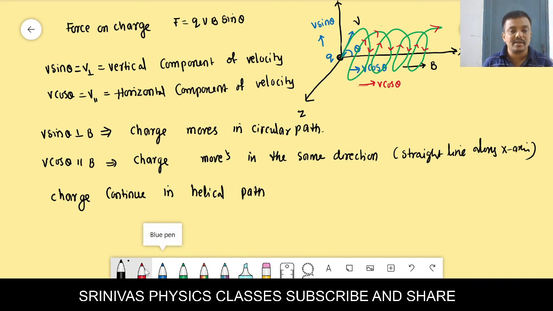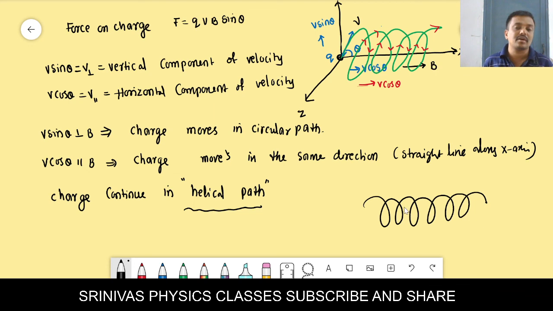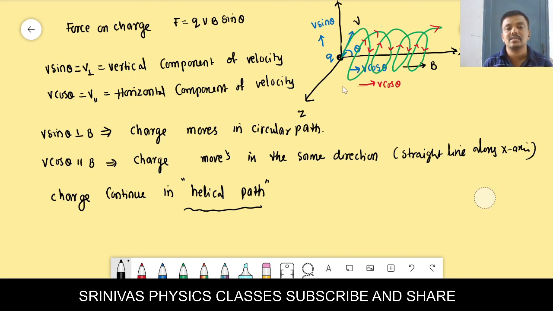This is a very important point. Which path can it follow? The charge continues in a helical path. A helical path is what? Rotating and moving forward. Why rotating? Because of V sin theta. Why moving forward? Because of V cos theta. V cos theta makes the charge go to the right side. V sin theta makes the charge rotate because V sin theta is perpendicular to the magnetic field. When velocity is perpendicular, the charge moves in a circular path according to case 2. When velocity is parallel to the magnetic field, the charge continues in the same direction.